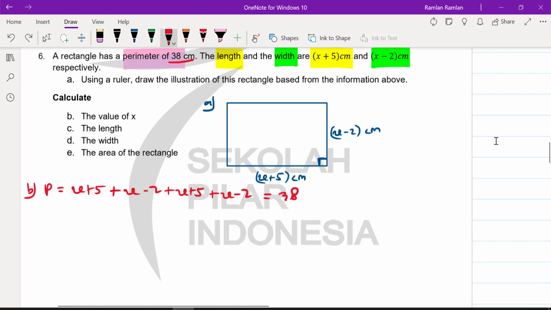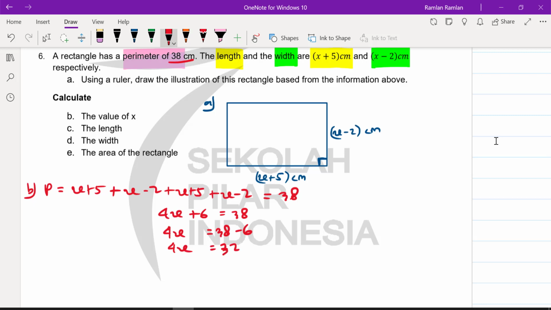Now let's try to simplify this expression over here. For x, how many x do we have? x plus x plus x plus x, there will be 4x. And then we have 5 minus 2 plus 5 minus 2, which is plus 6. See? Pretty simple, right? We can do the same thing we always did in grade 7, solving an equation like this. Subtract both sides by 6. You get 4x equals 38 minus 6, and 4x equals 32.